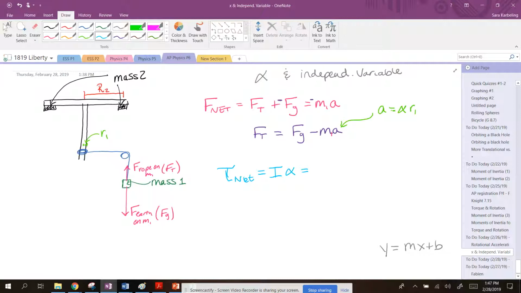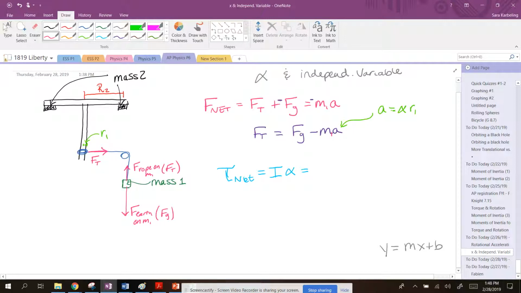What force is causing this net torque, friends? By that I mean, what is causing this thing to rotate? The tension, right? And the tension here and the tension here are the same, because it's just a string. A string just transfers force. So that's Ft as well.